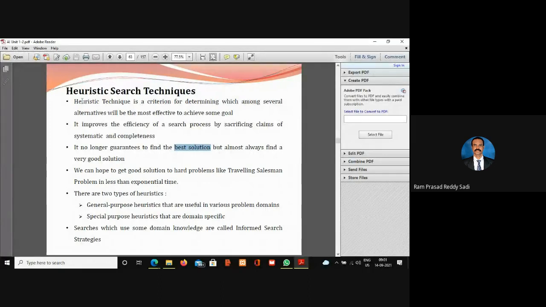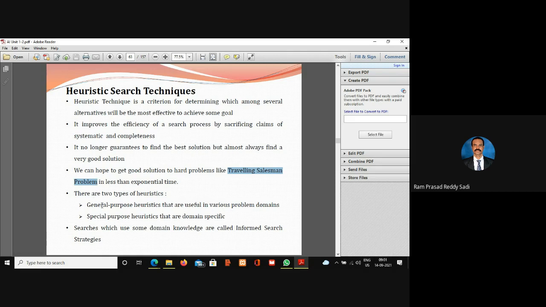If you use the heuristic search technique, it determines the best among the several options that are available. It might not be the best, but definitely it is a good solution. For example, consider the traveling salesman problem. With the general approach, there will be several solutions, but which among them is the best can be obtained using heuristic search techniques.